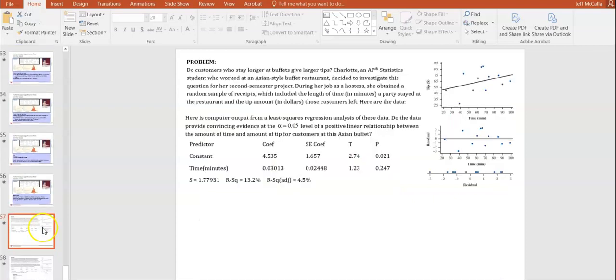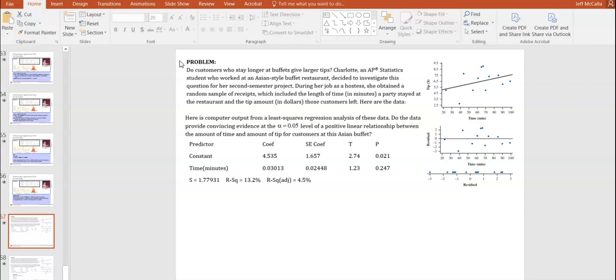Good. Try this one. Try to work this as much as you can without looking at your notes to go through all the steps. This is the situation. Do customers who stay longer at buffets give larger tips? Charlotte, an AP Stat student who worked at an Asian-style buffet, decided to investigate this question for a second semester project. During her job as hostess, she obtained a random sample of receipts, which included length of time in minutes a party stayed and the tip amount in dollars. Here's the data.